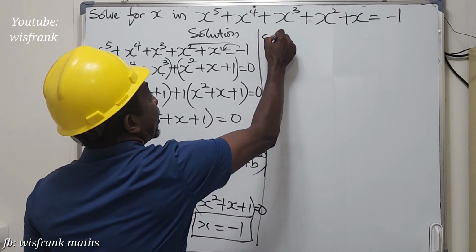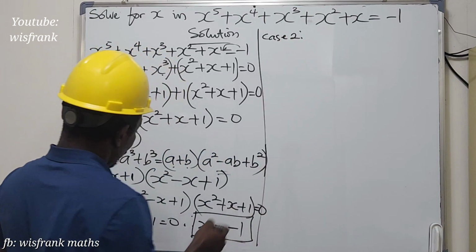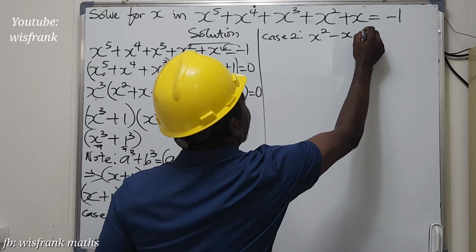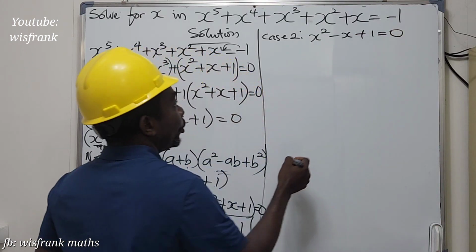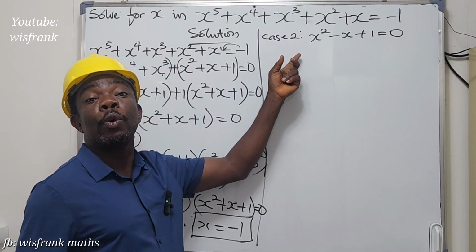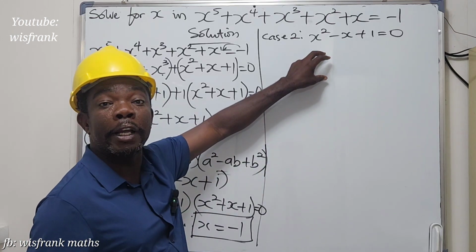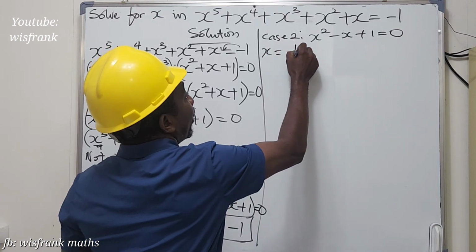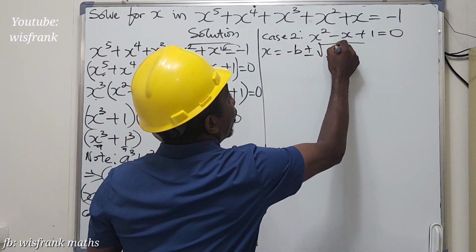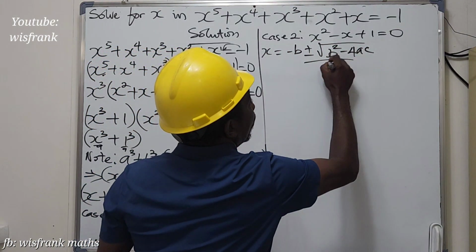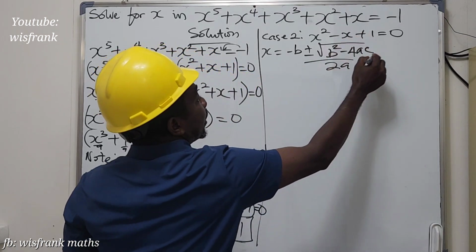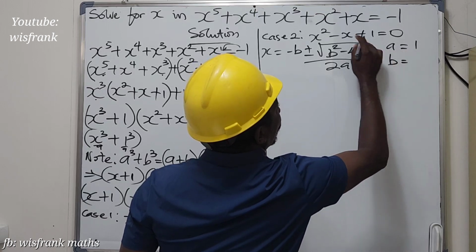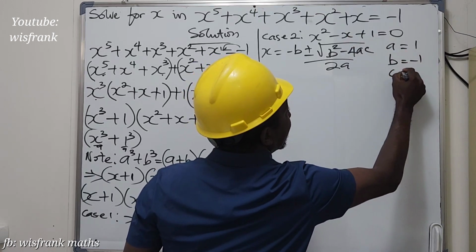So we have here case 2. We take the second one, which is x to the power of 2 minus x plus 1 equals to 0. In this case, this is a quadratic equation, and we are going to use the quadratic formula for us to find the solution of x in this equation. So we have here x equals to minus b plus or minus square root of b squared minus 4ac all over 2a. So in this case, our value of a here is 1, then our value of b here is minus 1, then our value of c equals to 1.